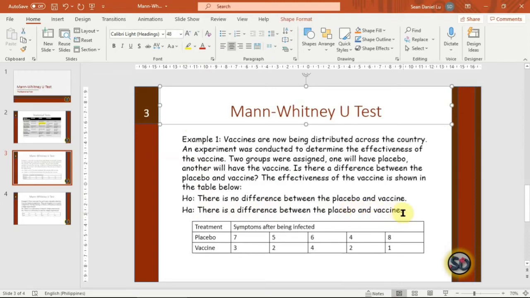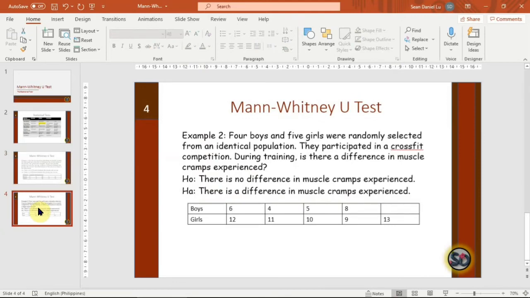Now let's try another example. In this example, the sample sizes are not equal. Boys, n is equal to 4, and girls, n is equal to 5. But it could still work. The test still applies for unequal samples. Just make sure that the difference is not that great. Like for example, boys n is only equal to 1 and girls n is equal to 10. That wouldn't be reasonable.